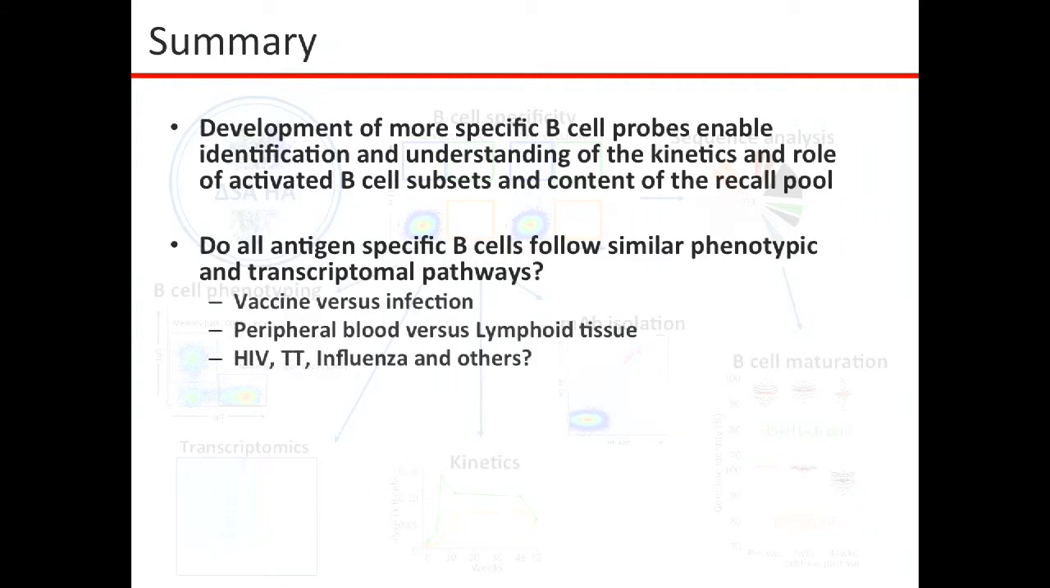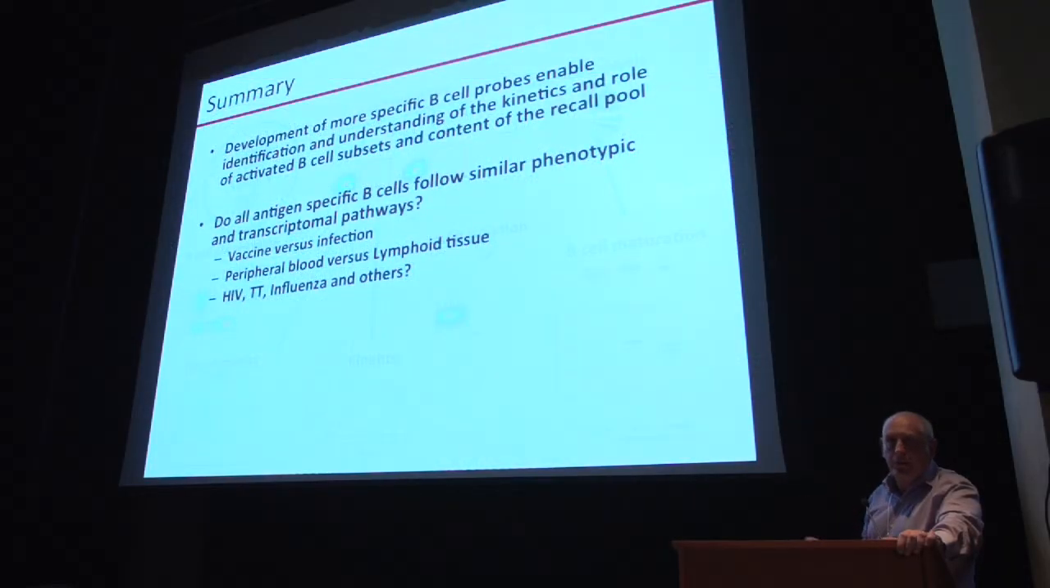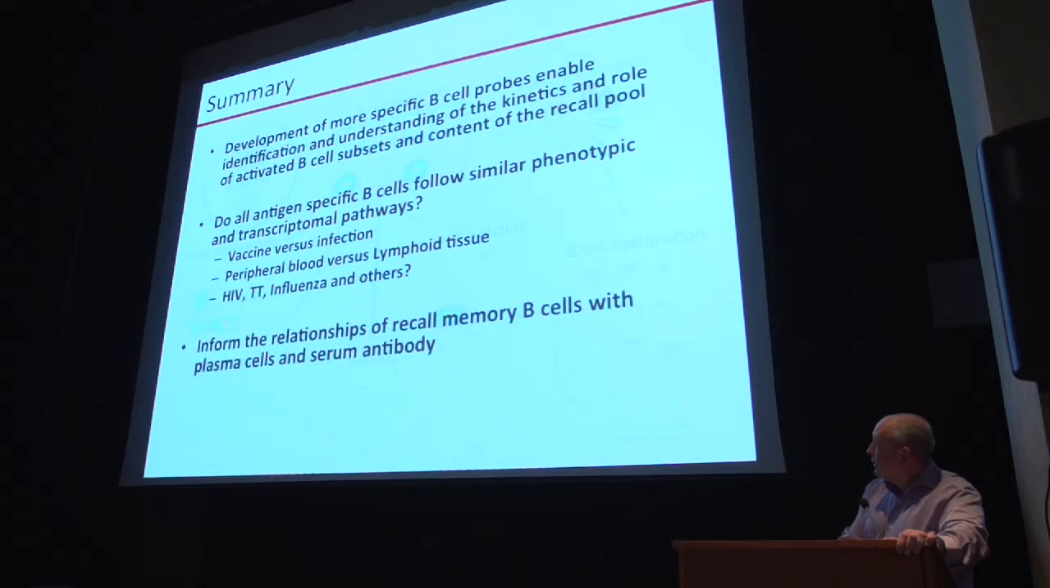Do all antigen-specific B cells follow similar phenotypic and transcriptional pathways? What we're doing with this is using different probes and looking at different pathogens to see if the B cell responses are exactly the same. So do they follow A, B, C, or do they go A, D, X? Likewise, we can look at vaccine versus infection, or even different vaccine regimens. We can also look at HIV, tetanus toxoid, influenza, and the list goes on. This also informs the relationships of recall memory B cells with plasma cells and serum antibody.